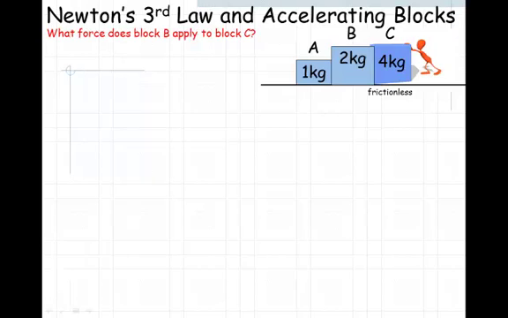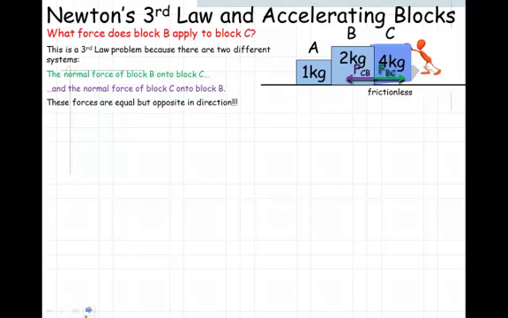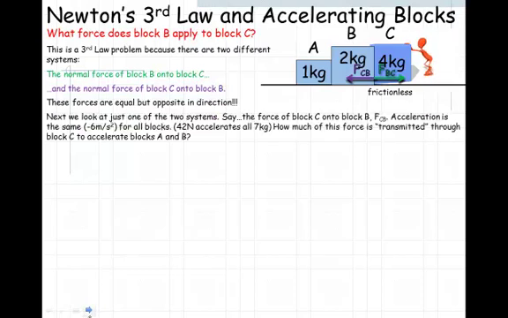So the next question is, what force does block B apply to block C? Well, this is a third law problem because there are actually two different systems. The first system is a normal force of block B onto block C. And that's what this looks like right there. Okay? And the next system is the normal force of block C onto block B. And that's what that looks like. These forces are equal but opposite in direction.